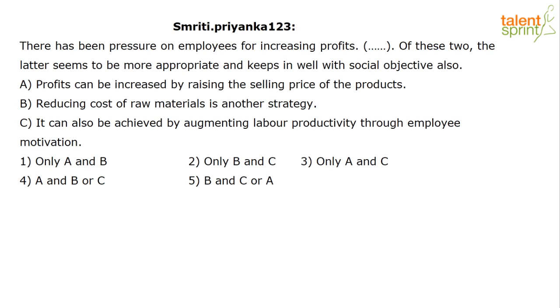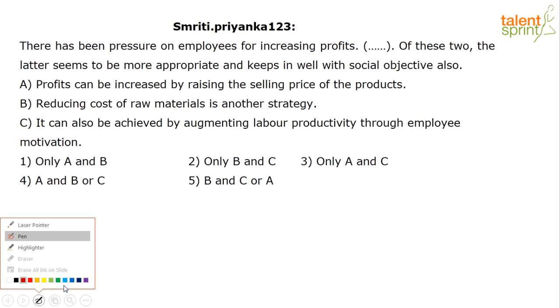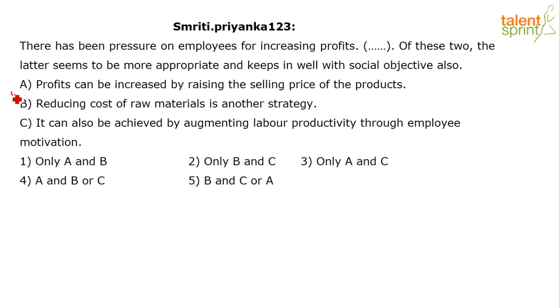There has been pressure on employees for increasing profits. Of these two, the latter seems to be more appropriate and keeps in line with social objective also. So I have to figure out which ones. Option A says profits can be increased by raising the selling price of products. I think this one we can easily go ahead and say has to be, because in line with increasing profits being a key phrase, profits can be increased. Option A makes sense.